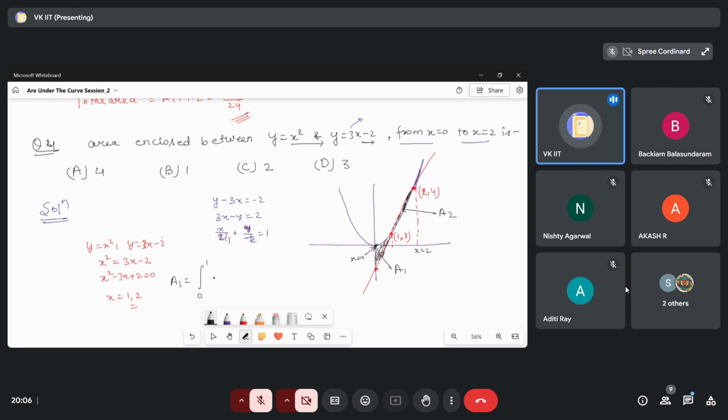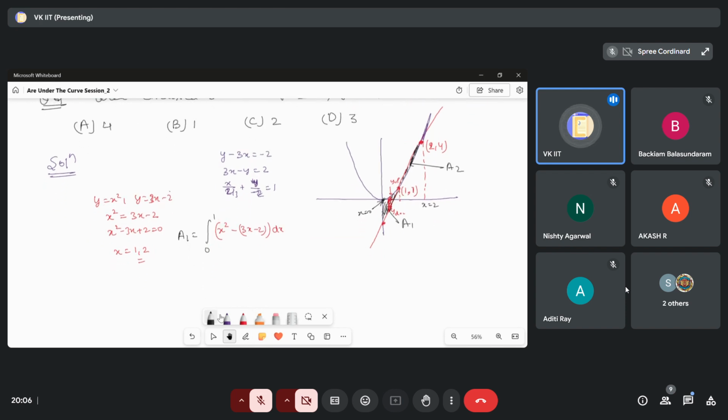y up minus y down. If I draw here, you can see this is y up and this is y down. So y up will be the parabola, that is x square, minus y lower, which will be the line, that is 3x minus 2, dx. This is A1. You can easily find that by integration.